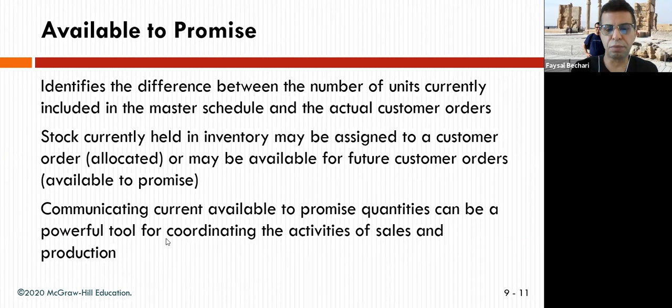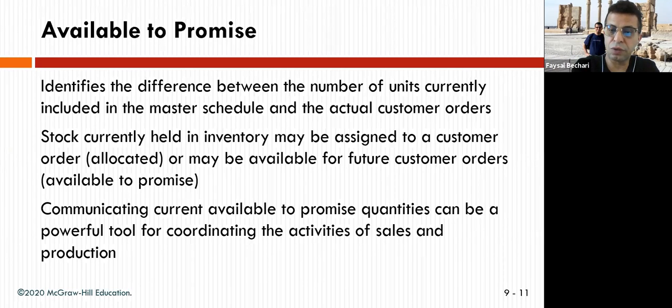So what do we have? Something else called available to promise, which identifies the difference between the number of units currently included in the master schedule and the actual customer orders. We spoke about having 10 units in the warehouse ready to be shipped and another 90 units waiting. So you can promise the due date and timing that you can ship them, because you already have the schedule for when these extra 90 units will be produced.